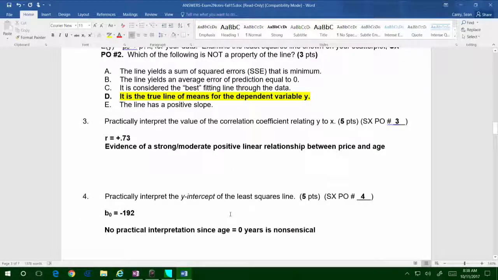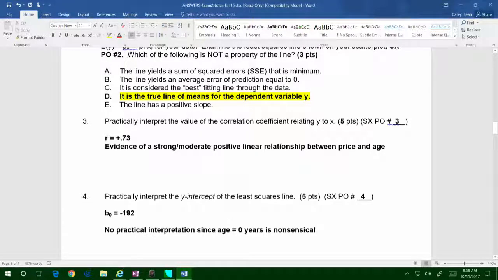Number 3 says practically interpret the value of the correlation coefficient. So you have to find that. And notice again, I'm having spots for you to put the printout number in. What if it's a negative line? Does that even matter? Okay, good question. The question is, what if you have a line that has a negative slope? Because you could, all right? Then I wouldn't be able to ask this question of you, okay?